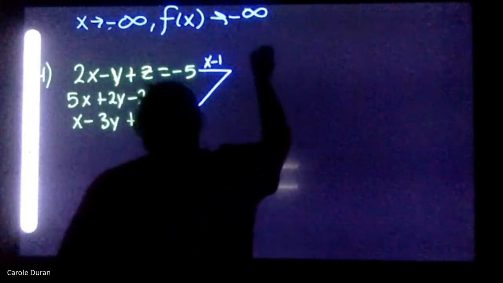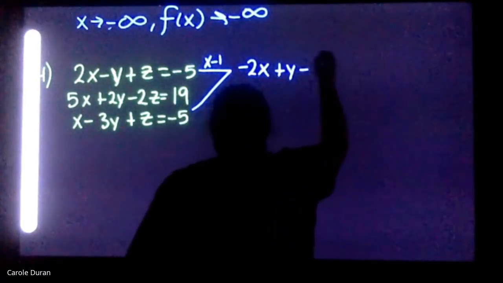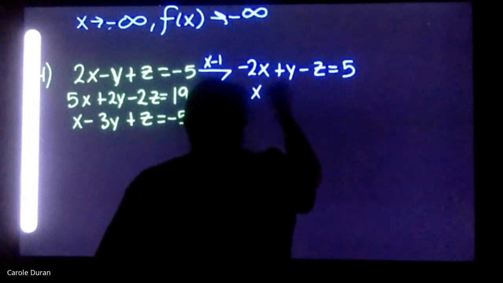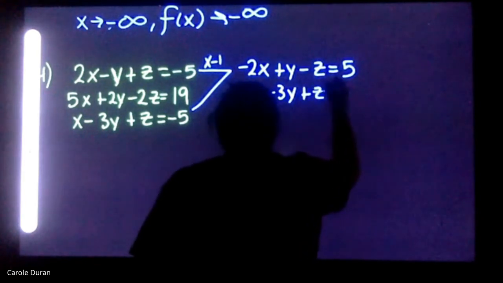So when I multiply the top one by negative 1, I get negative 2x plus y minus z is 5. And then for the bottom, it stays the same. So I have x minus 3y plus z equals negative 5.